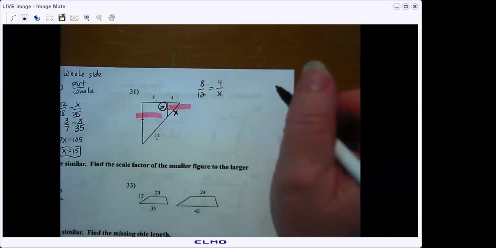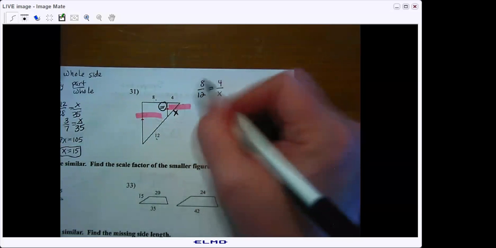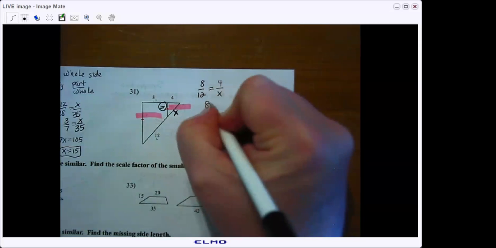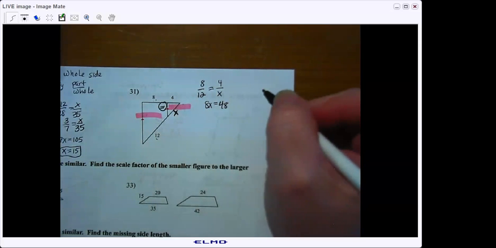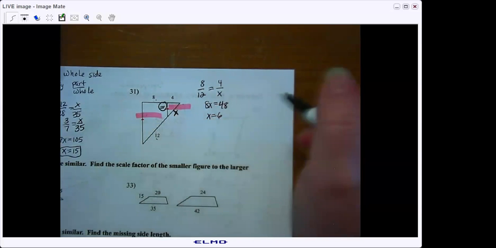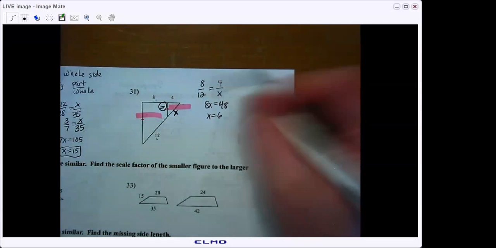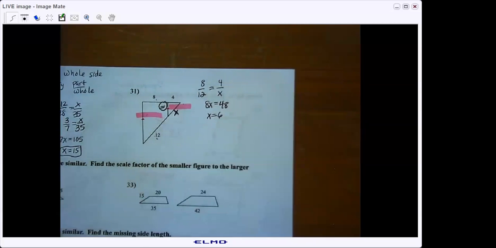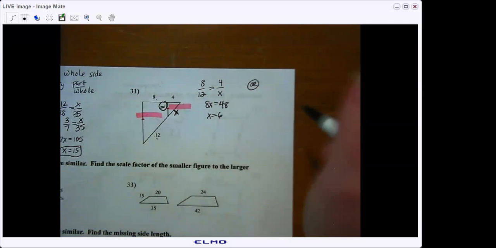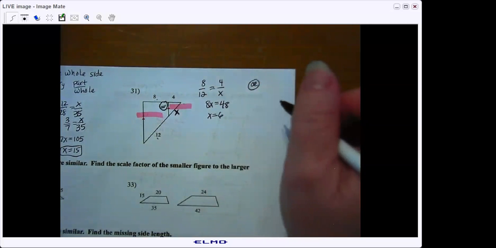And then we can go ahead and cross multiply. I would normally reduce that, but because the numbers are a little smaller, I'm going to go ahead and do it. 8x is equal to 48. And dividing both sides by 8, we get x equals 6. Now you can do top over bottom, top over bottom. You can do side over side. I'm going to go ahead and put an or just so if you need it, you've got it.